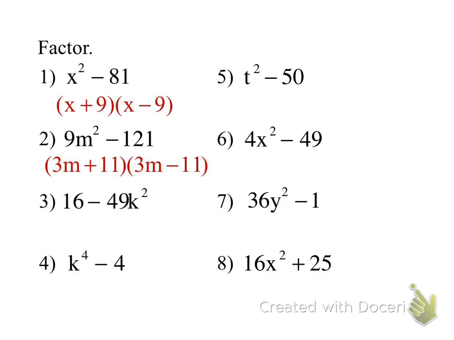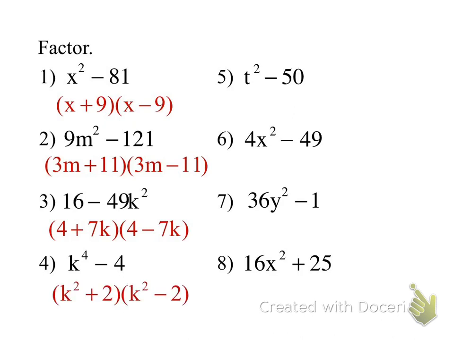So number 3, where did I leave off? Okay, Valerie? K squared plus 2 and... No, keep it in order. 4 plus 7k times 4 minus 7k. Perfect.